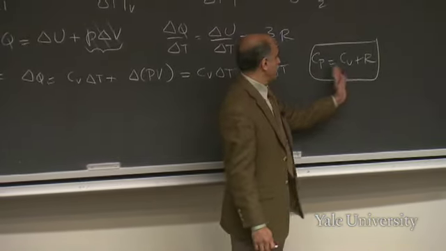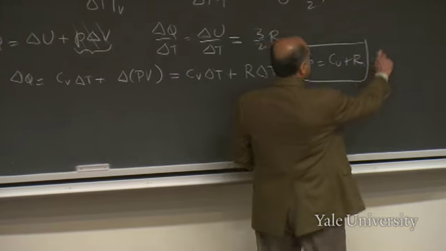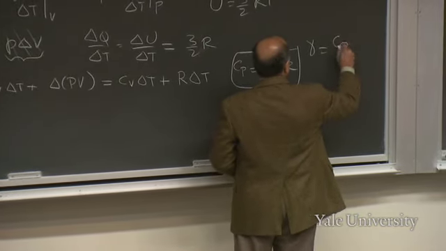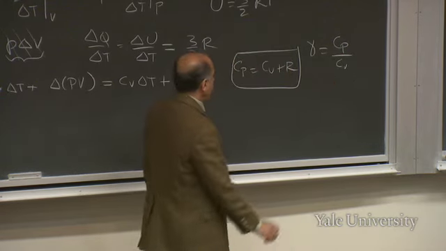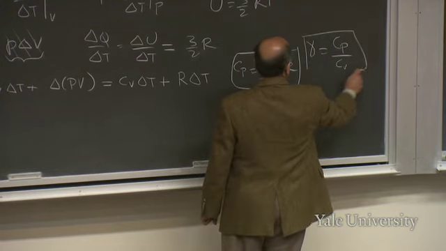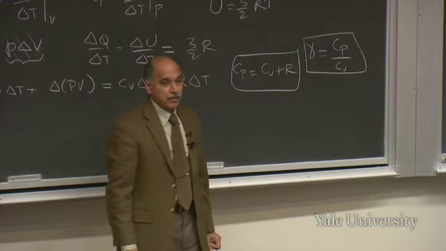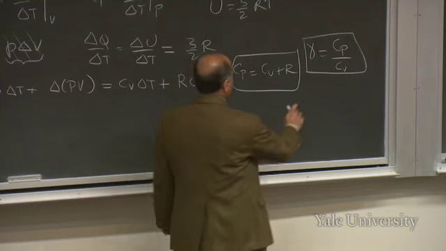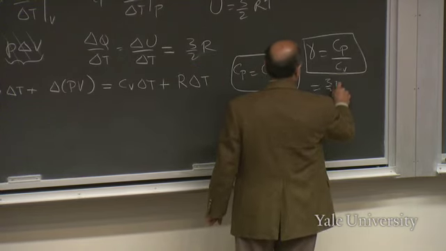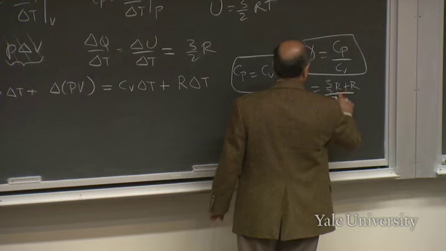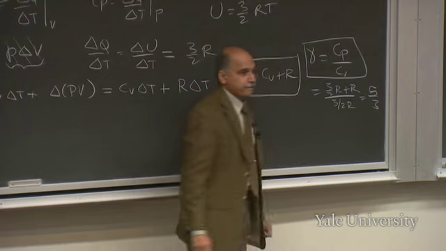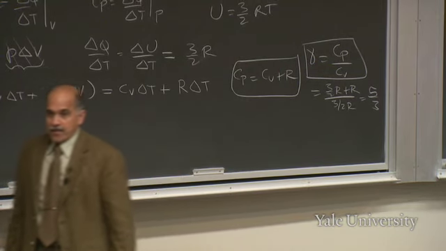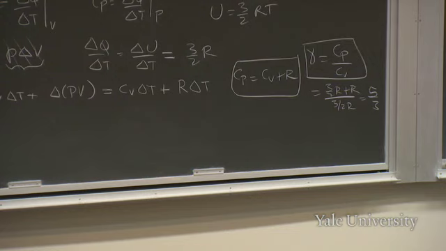For an ideal gas, Cp is Cv plus R, and this number gamma is defined as Cp over Cv. This is always the definition of gamma, whether it's an ideal gas or not. For an ideal gas, we can calculate Cp over Cv, which is 3/2 R plus another R divided by 3/2 R, which is 5/3. So gamma is not always 5/3. You should be aware of that. But for an ideal gas, gamma is 5/3.